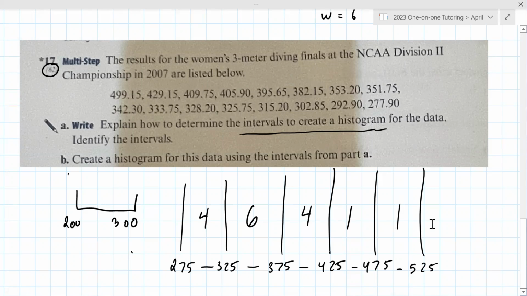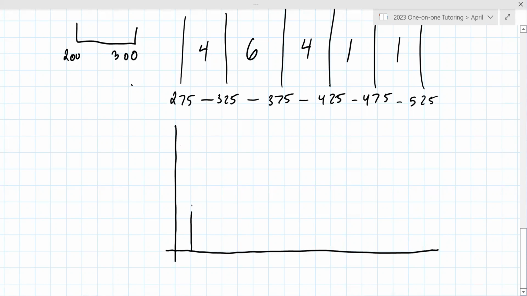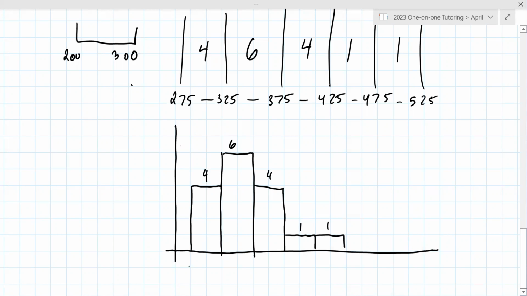Okay, so that's not the histogram, that's just the count. To do your actual histogram, you want to make it a little nicer here, and you want to make columns. So think of this as being 4 high, 6 high for the next one, 4 high, 1 high, and 1 high. And sometimes you put the count on top. And then you need the interval down here on the bottom.